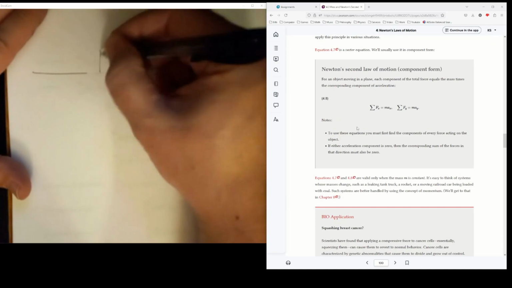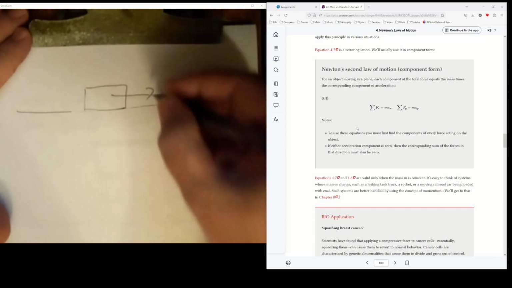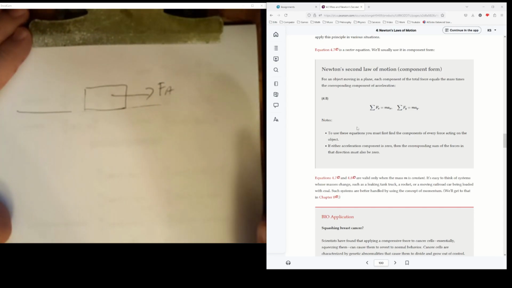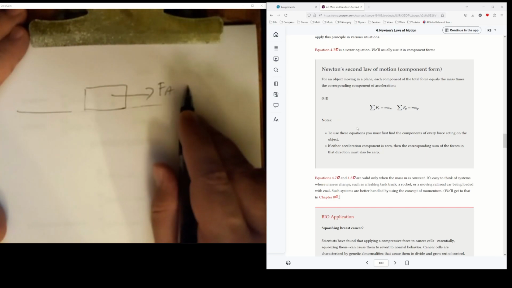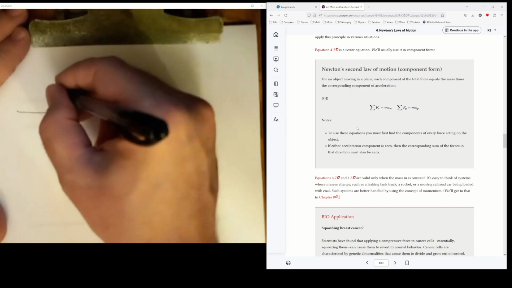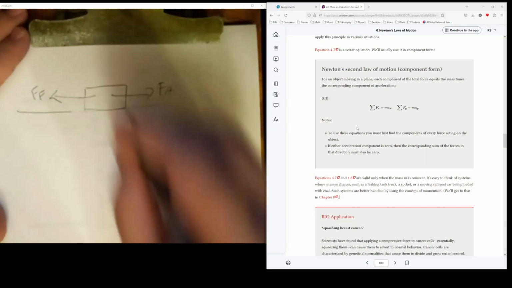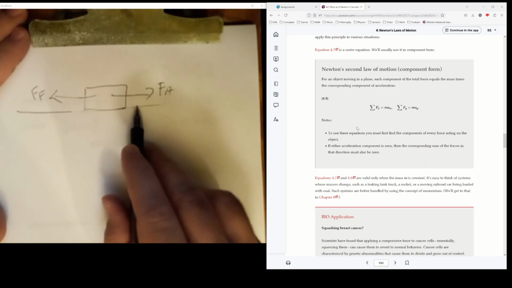So let me give you a quick example. Let's just say that I'm pushing a block. If I'm pushing it, that's an applied force. If I'm pushing it to the right, it's going to move to the right, which means there'd be friction to the left, because friction always opposes motion.